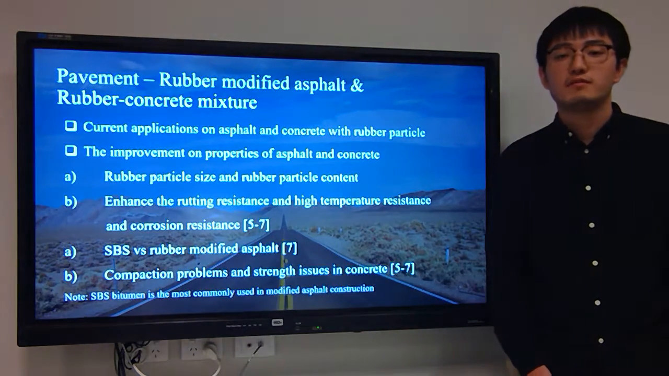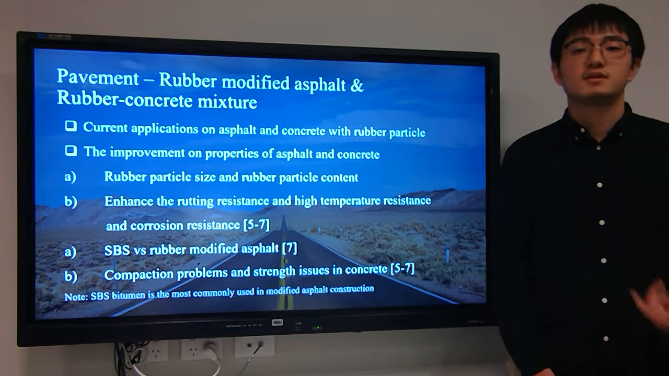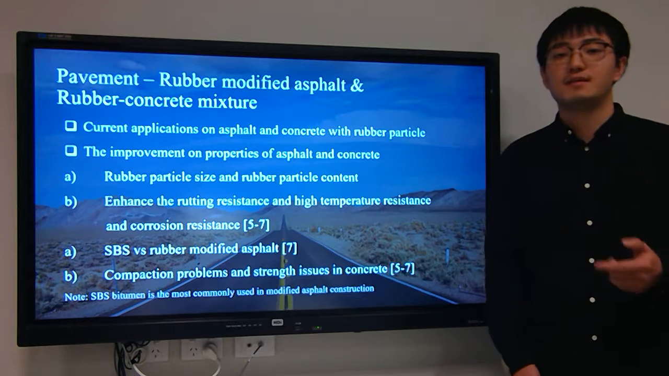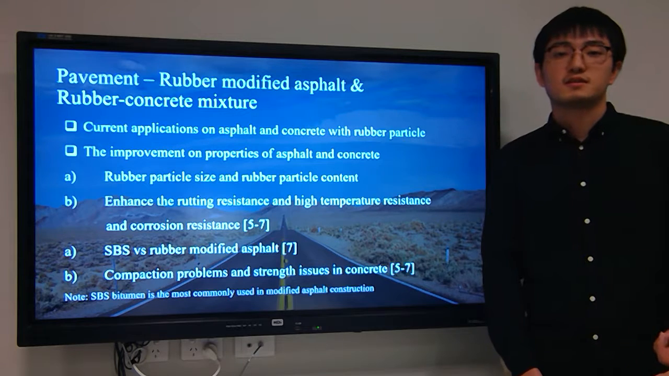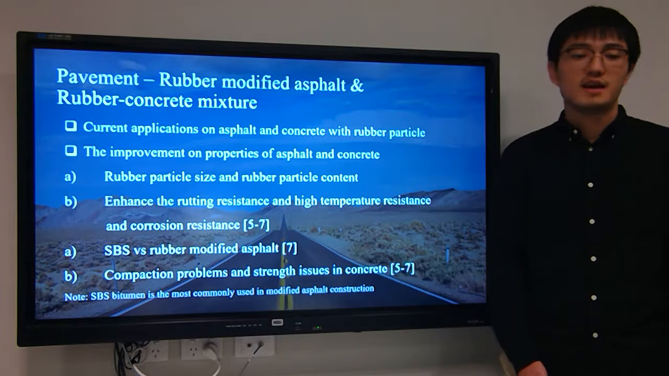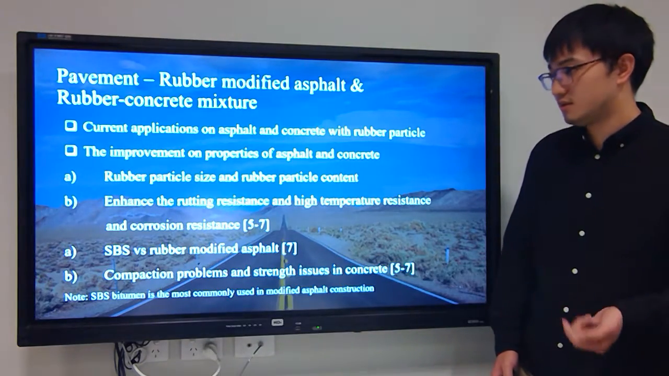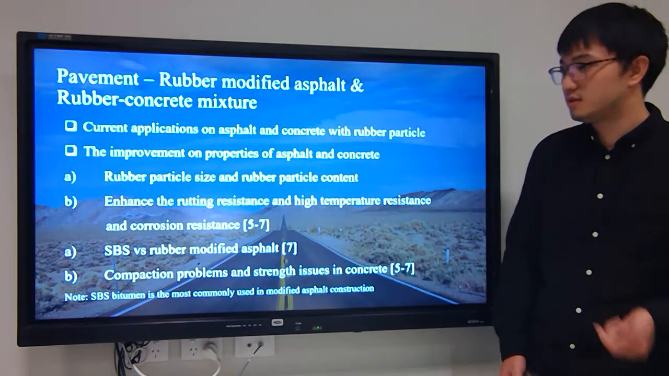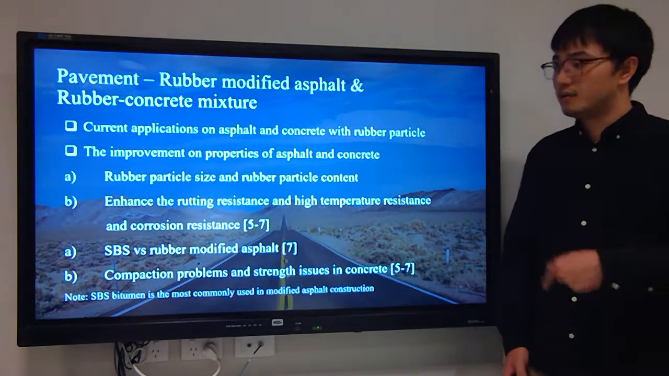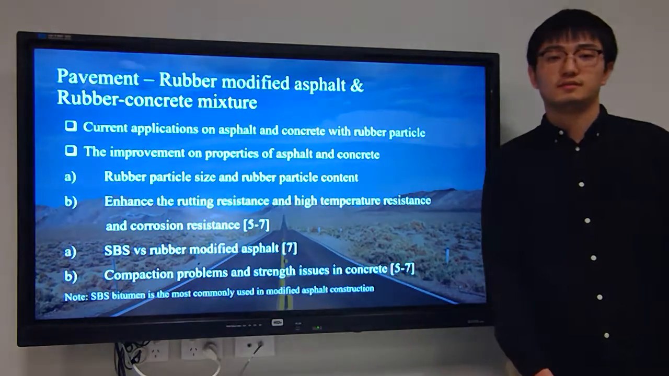Next, rubber modified asphalt and rubber concrete mixtures will be discussed as well. We noticed that there are two main factors influencing their properties, which are rubber particle size and rubber particle content. Generally, adding rubber particles in the asphalt or concrete can enhance the rutting resistance, high temperature resistance and corrosion resistance.